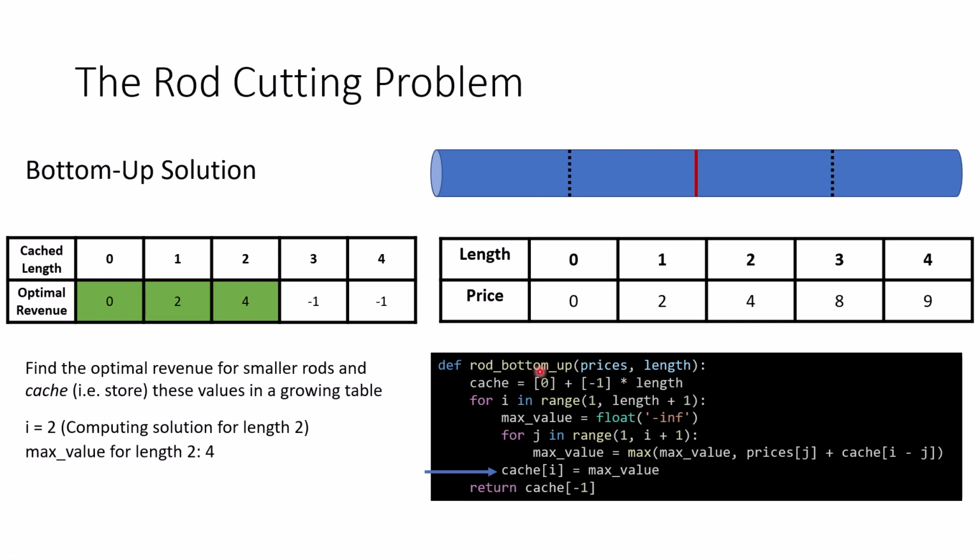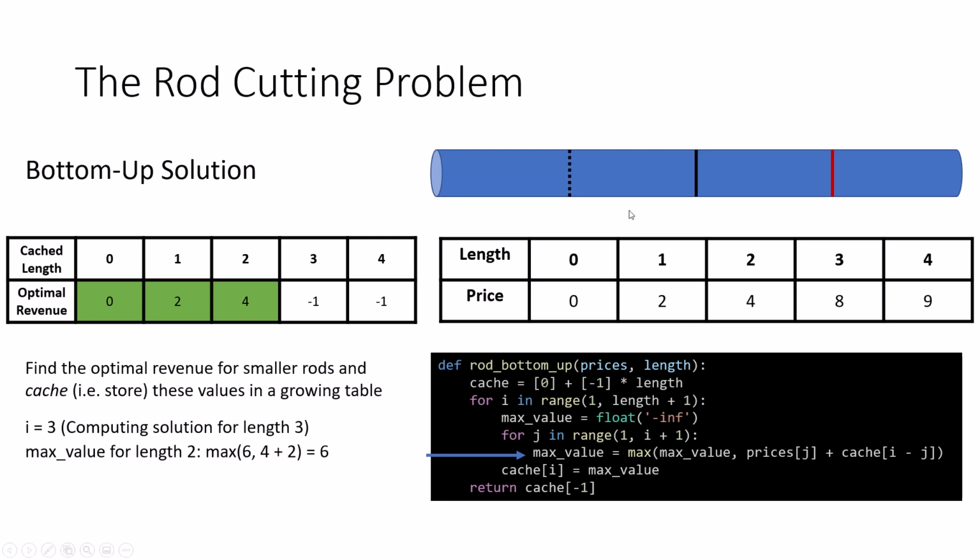We're now going to consider a rod of length 3. Okay, so we're going to move that red line to over here, and now we're just going to consider first the rod of length 1 plus the optimal price of the remainder of the rod. So this guy is going to have a price of 2, and then this guy, the optimal revenue of length 2, we computed that to be 4. So it's going to be 2 plus 4 is 6.